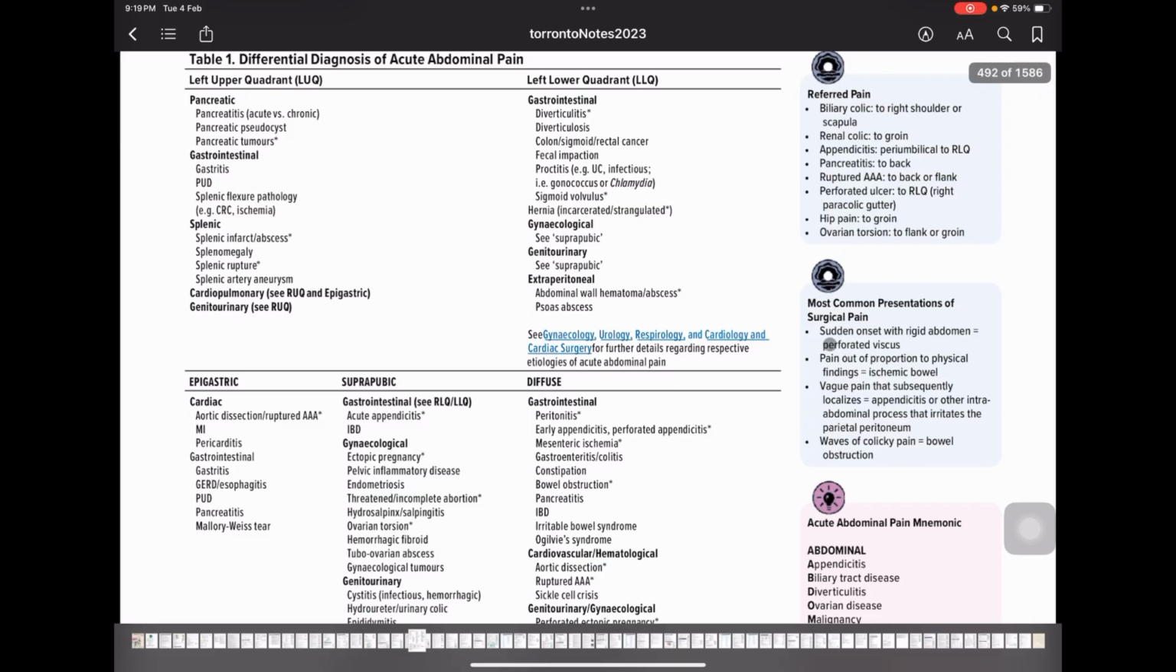So you need to emphasize these words. If it's a sudden pain, if it's a rigid abdomen, then this is perforated viscus. Pain out of proportion: this phrase is specifically used for another condition. If you can recall, there was this condition after orthopedic surgery, in which we have to do decompression. What is that condition called?